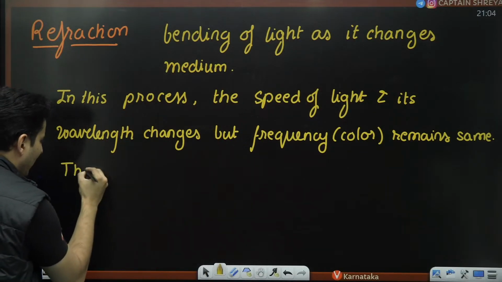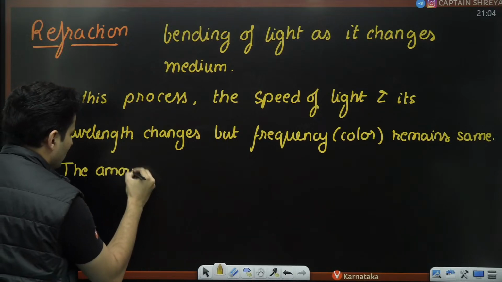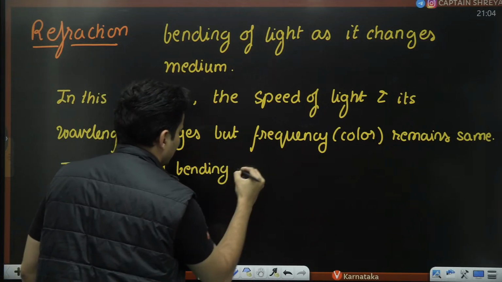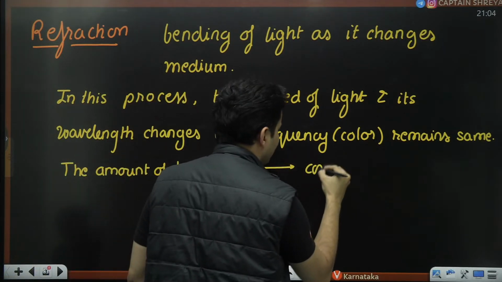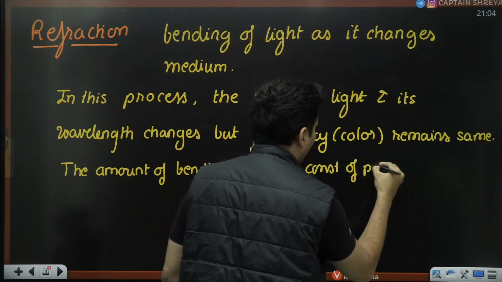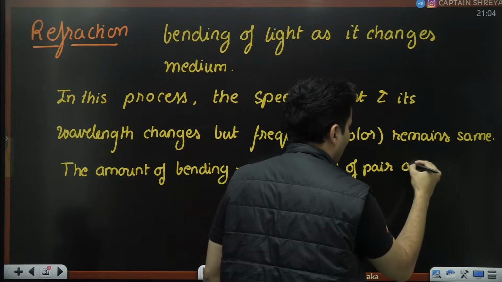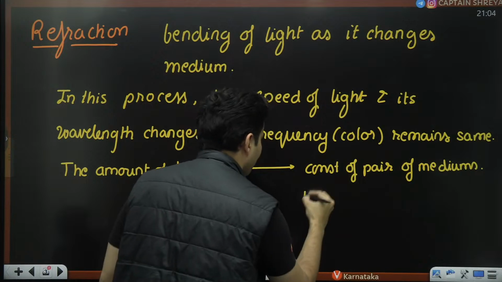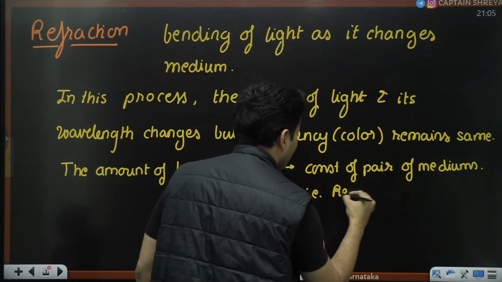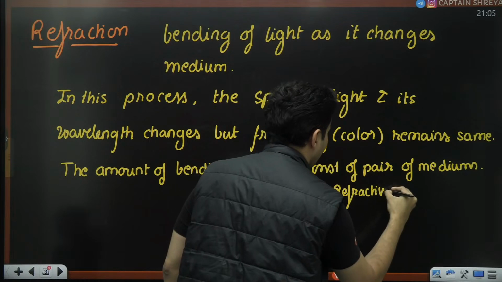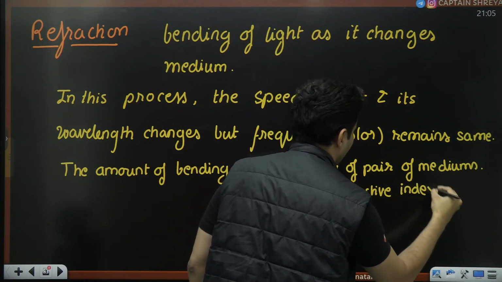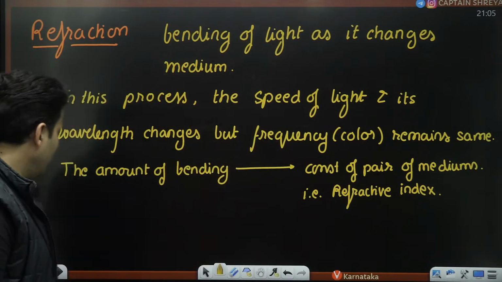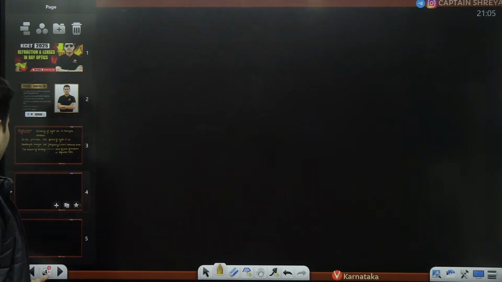The amount of bending depends on a constant of the pair of mediums. That is basically called the refractive index. That is called the refractive index. So this is one main theory point which you should know. Now I will obviously explain this to you.